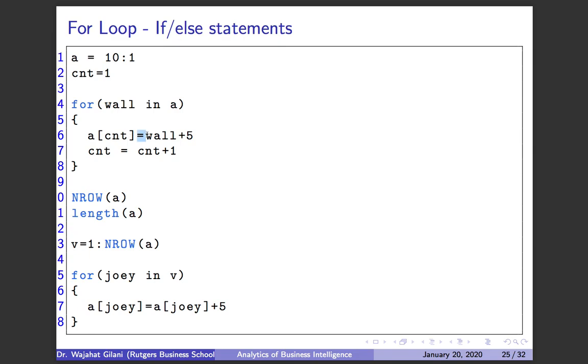So in this case, there's an order of operations to the single equals. You always do the right side of the single equals first, and then you do the left side. So here we have a single equals. We're going to do the right side first, and then we're going to do the left side. So in this case, what is wall? In the first loop, what is wall? Wall is the value 10. Okay. What's 10 plus 5? 15. Excellent. So the right side of the equal has the value 15.